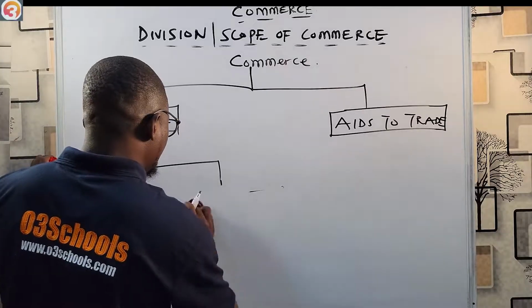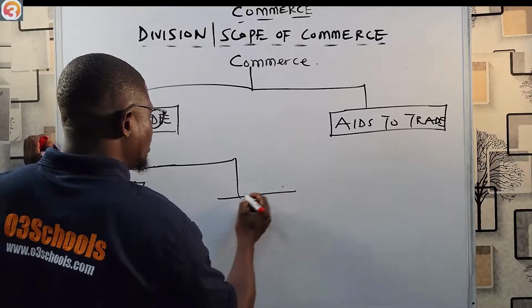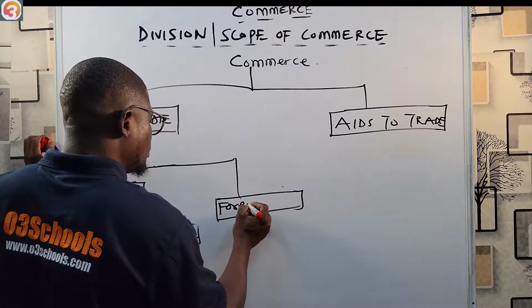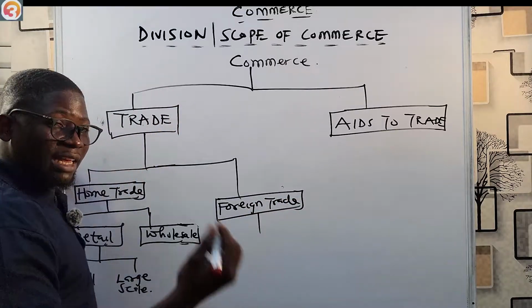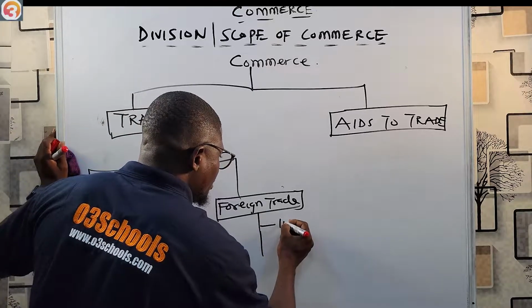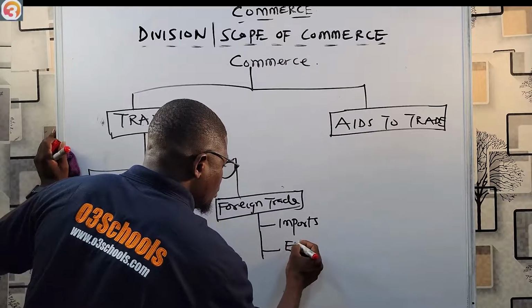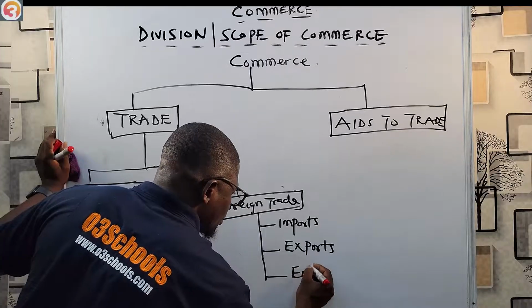Then of course, let's readjust this foreign trade so that we can use our space more. All right, so this foreign trade is divided into three, right? This foreign trade will now have what? Import, export, and entrepot. So divided into three, we have import, we have export, then we now have entrepot.